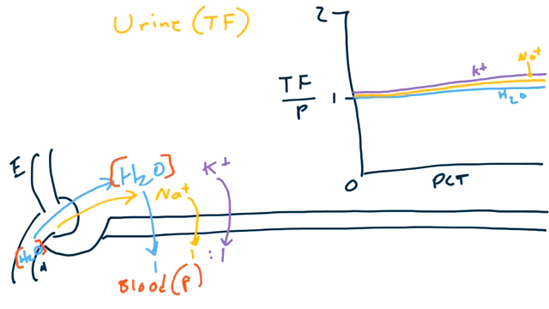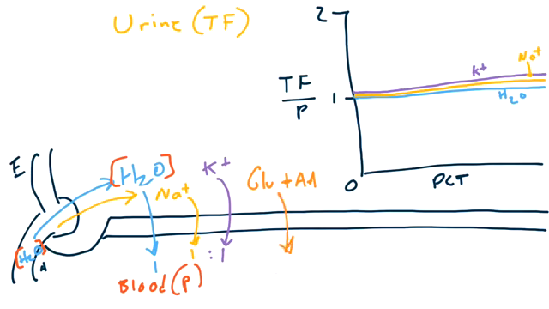Recall that they are entirely reabsorbed in a normal patient. So by the end of the proximal convoluted tubule, they will be totally out of the filtrate. Glucose and amino acids. We'll just write AA for short. So they're totally reabsorbed in the proximal convoluted tubule.